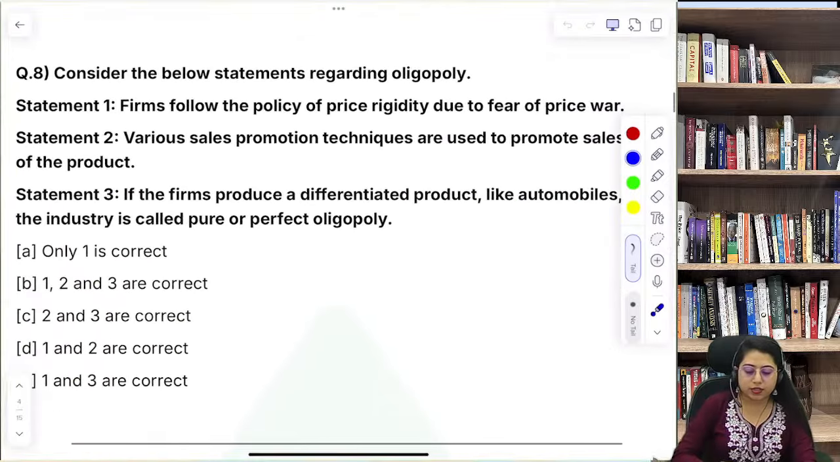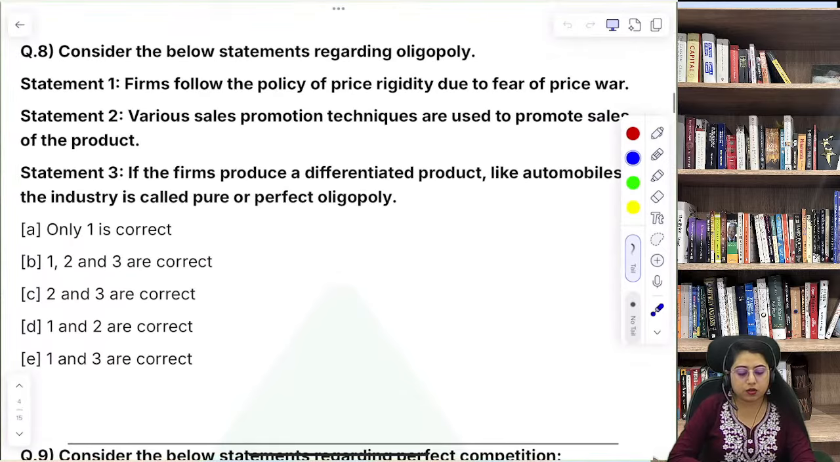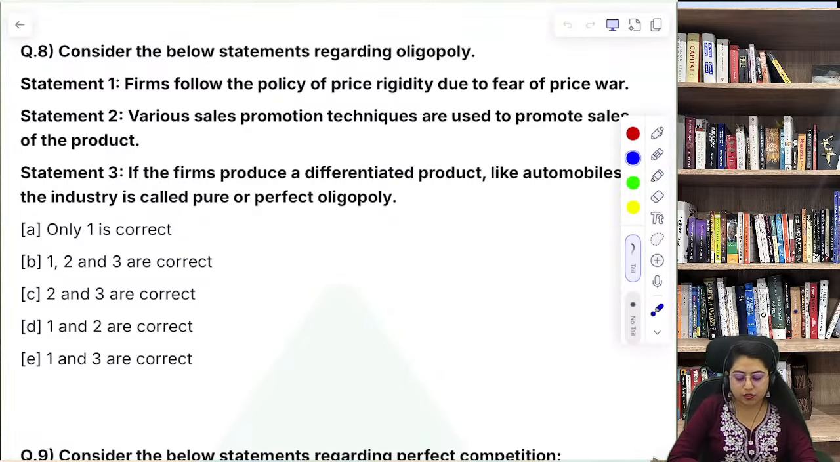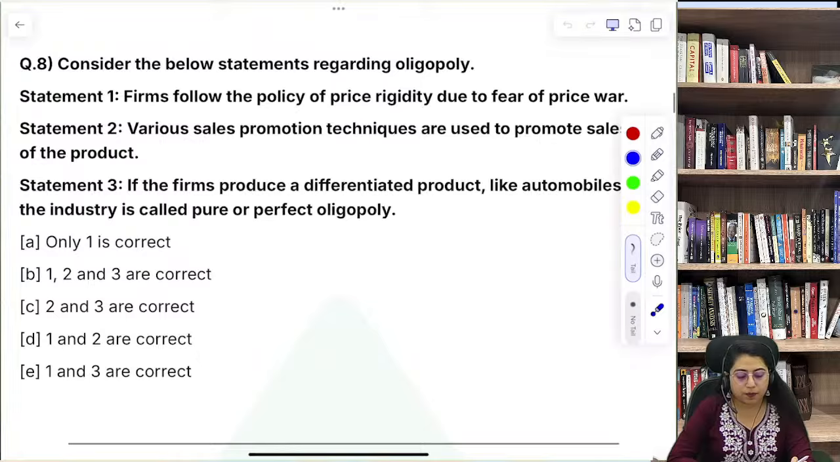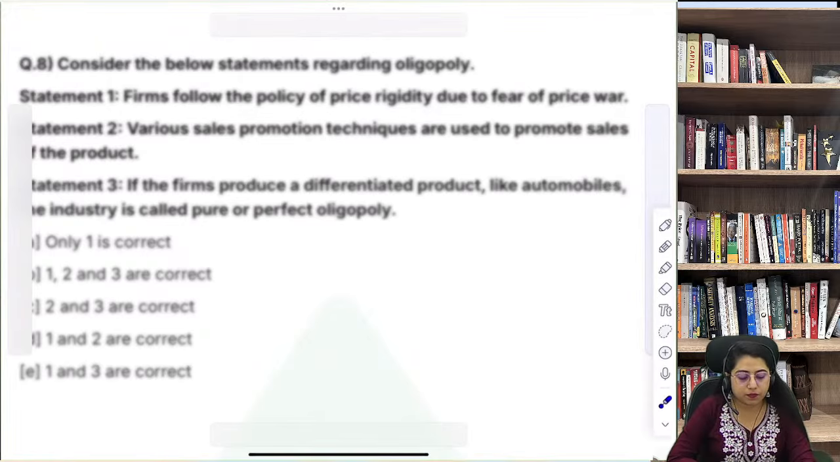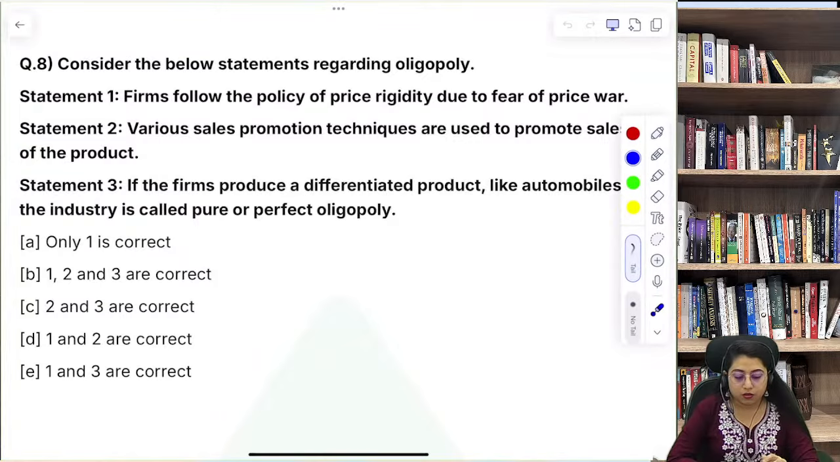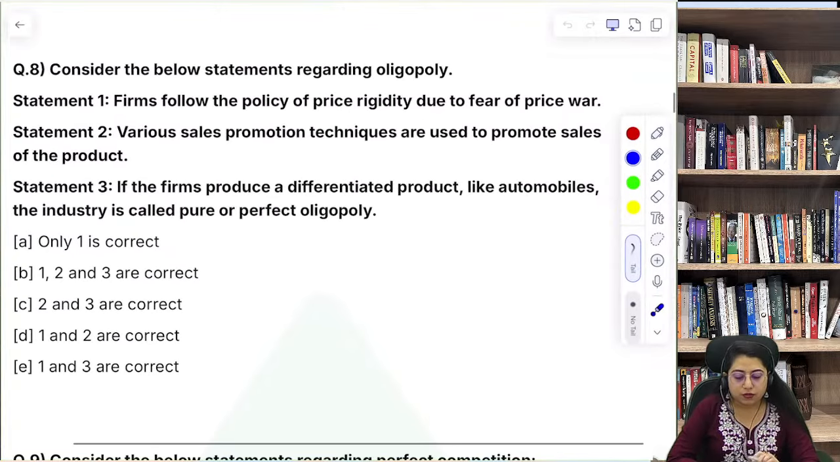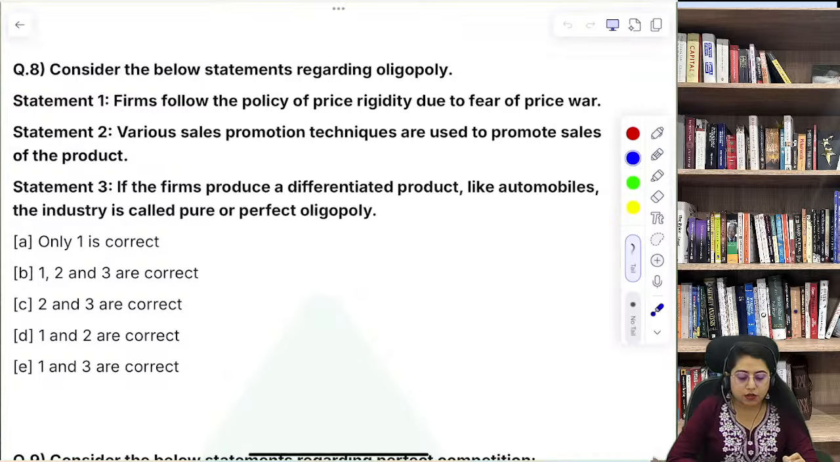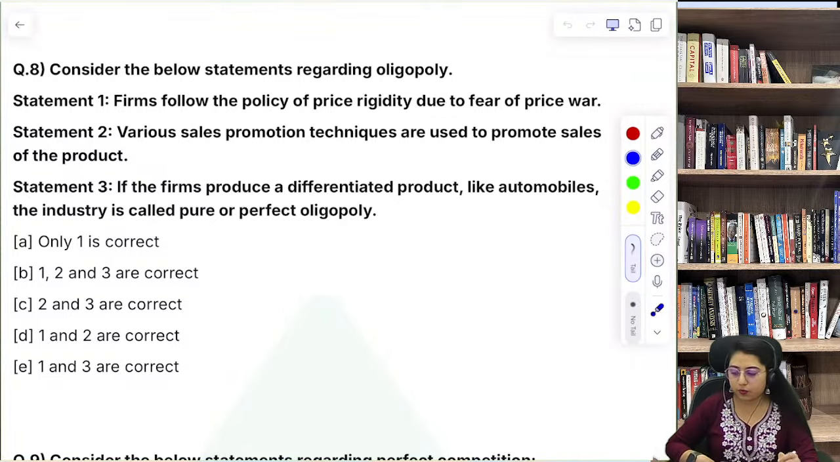Moving on to the next, consider the following statements regarding the oligopoly market. Here also you have to tell me which of the following statements are correct. Firms follow the policy of price rigidity due to fear of price war. Various sales promotion techniques are used to promote sales of the product. If the firm produces a differentiated product like automobiles, the industry is pure or perfect oligopoly. What do you think is the right answer over here?